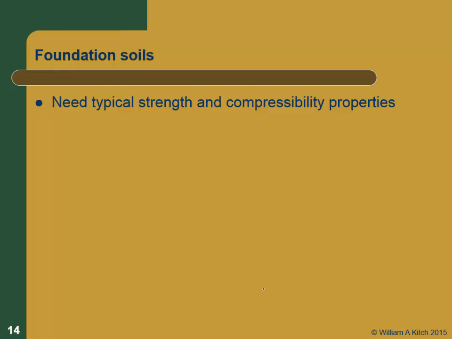All right, so for our foundation soils, we need the normal strength and compressibility properties like we would for any wall. So we need to know the unit weight. We need to know its strength parameters if it's a cohesionless material, or if it's drained conditions, we need to know c prime and phi prime. If we're going to need undrained analysis, we need to know the undrained shear strength. We need its compressibility. We can either use coefficients of compressibility, Cc, Cr, and the preconsolidation stress.